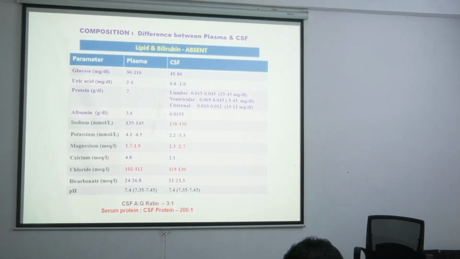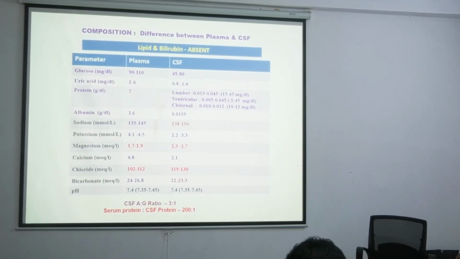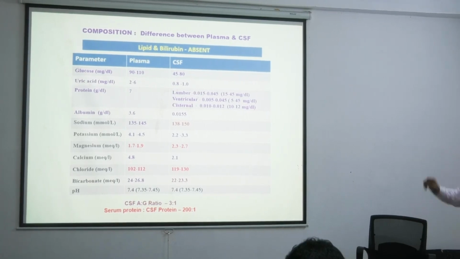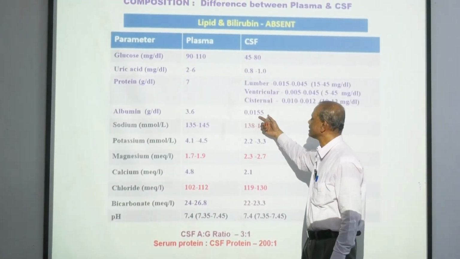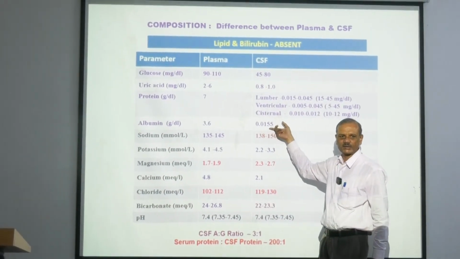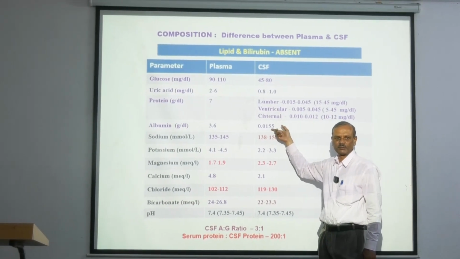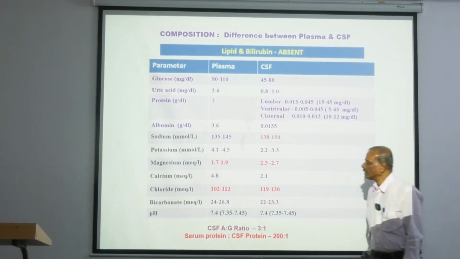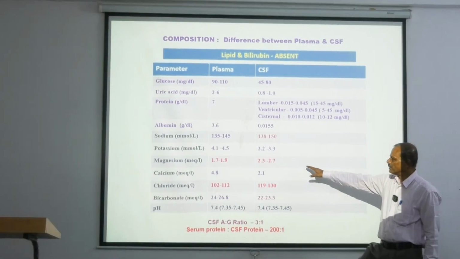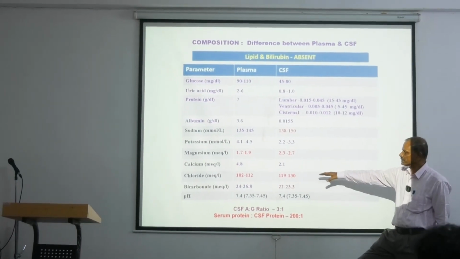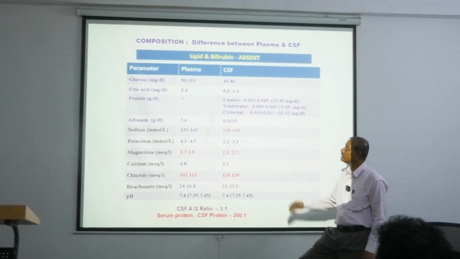Similarly, albumin. Albumin is also a high molecular weight protein. Of course, among the proteins, albumin is somewhat lower molecular weight, that is 67 to 68,000. So it is present here, you see this 3.6 gram. But in contrast, it is present in very less amount in CSF. That you must remember. Only magnesium and chloride are present in slightly higher concentration in CSF.